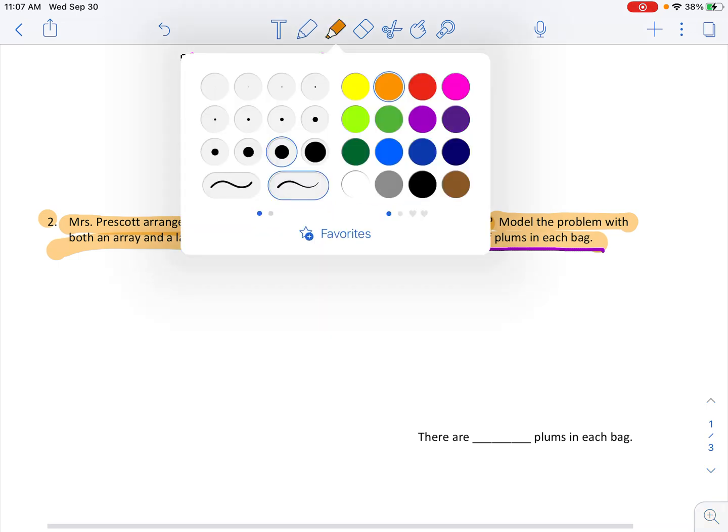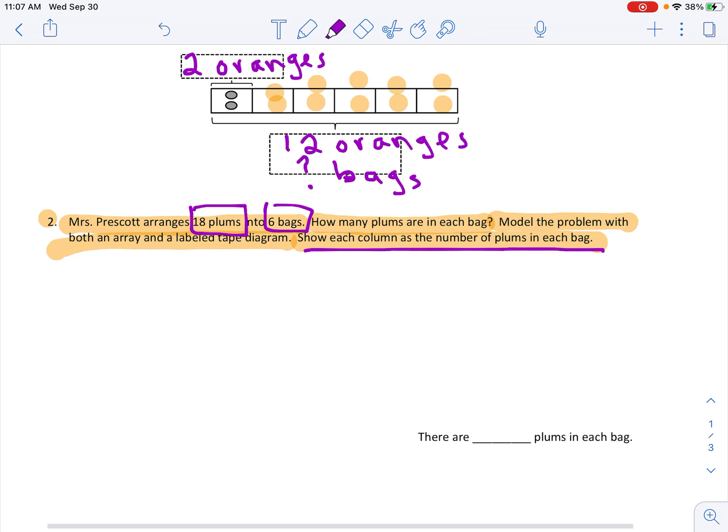So I'm going to change my color from orange to a purple for plums. So this would be 1 bag of plums, 2 bags of plums, 3 bags of plums, 4 bags of plums, 5 bags of plums, 6 bags of plums. So I'm having to go that direction because I don't know how many I have in each bag. I just know how many bags he's got. And the problem told me to put each column as the number of plums in each bag.